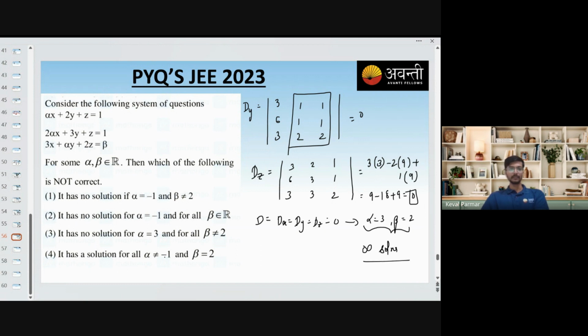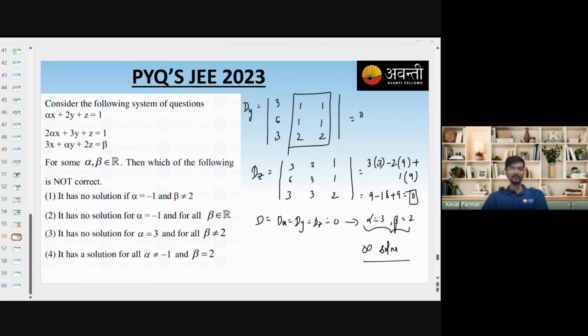But here it is given for alpha is 3 and beta not equals to -2, it has no solution. Alpha equals to -1 for all beta belongs to R.